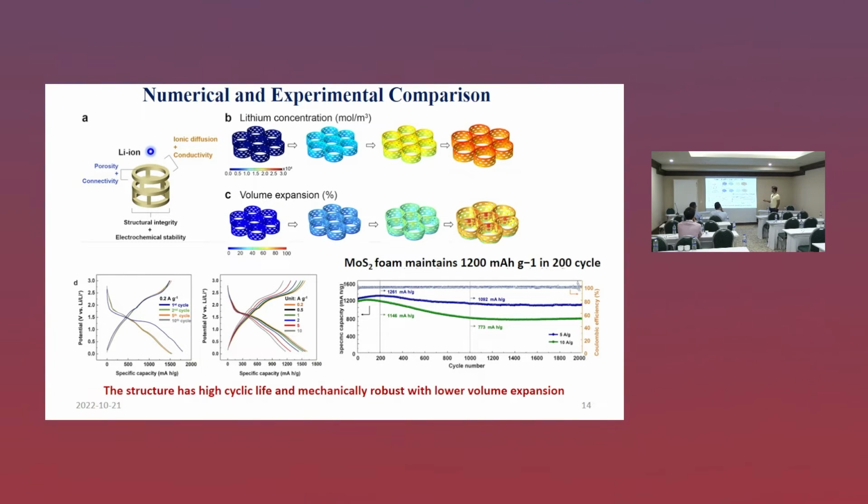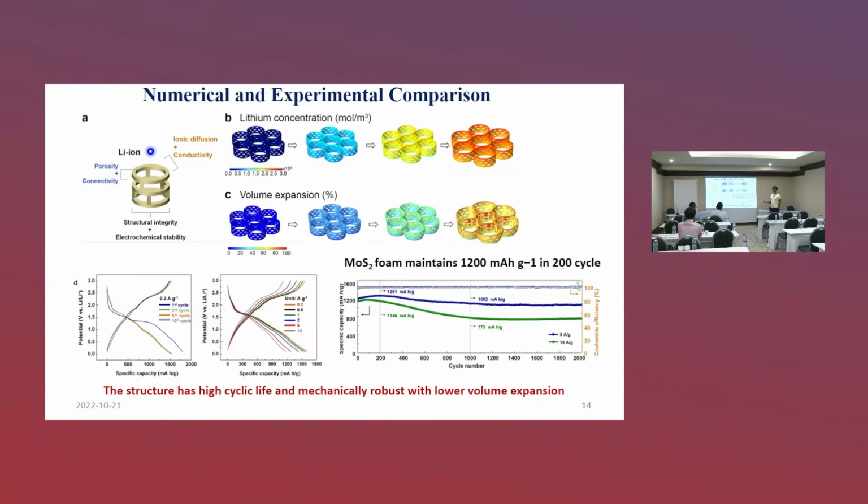You can see this is our unit cell, and then we combine those unit cells. These are showing our diffusion process, and this is the volume expansion process. You can see from this point to this point, there's only 100% volume expansion. That's far lower as compared to other technologies.